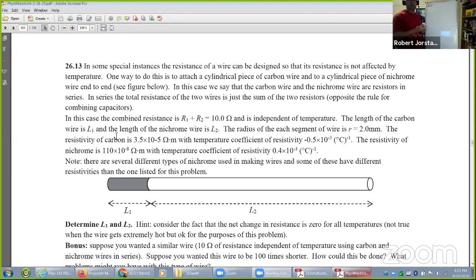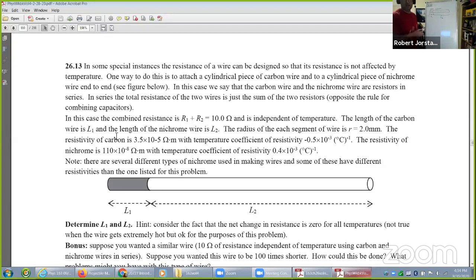All right. So it looks like we've got a piece of carbon here, attached to a piece of what? Nichrome? Your favorite? Nichrome. And then we're told the lengths. Oh, we're not told the lengths.